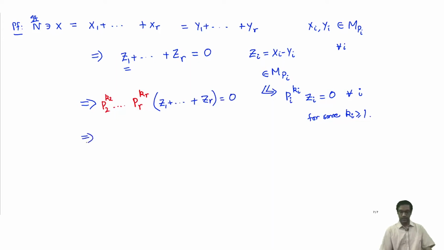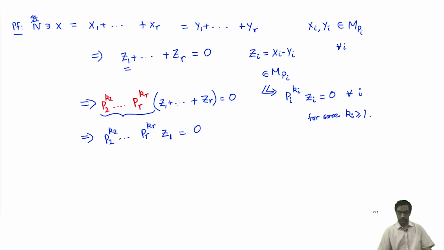Now observe that if I look at the other terms z2, z3 till zr, each of them is killed by an appropriate power of p2, right? So this scalar p2 power k2 till pr power kr kills all the terms in this sum except for z1 itself. Okay, so all the other fellows are 0. z1 alone survives. It's p2, p3 till pr power kr acting on z1 is 0.